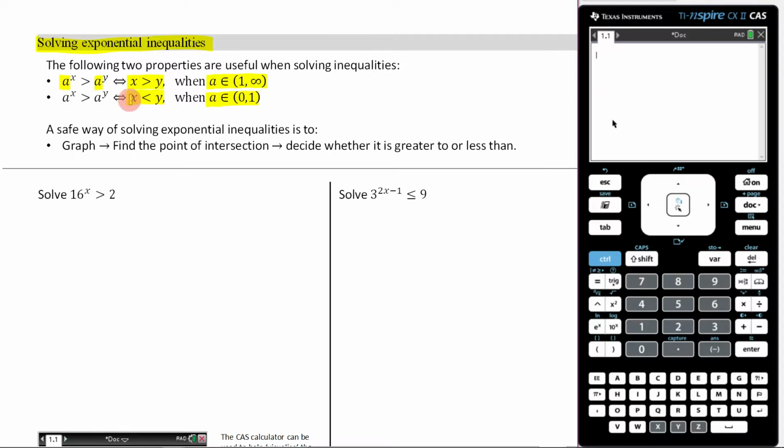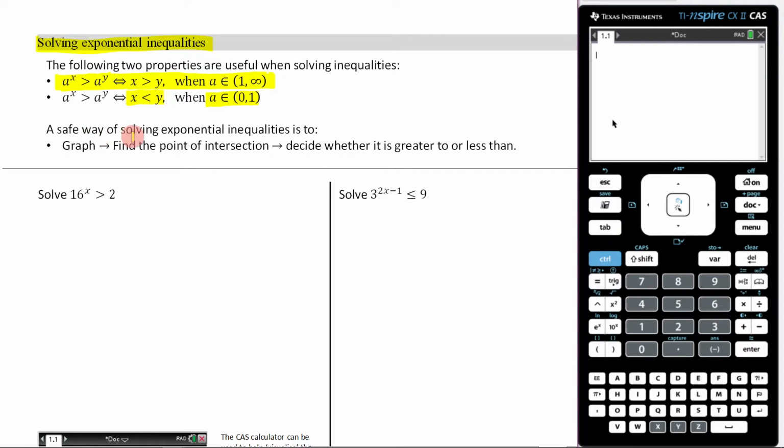Now, this second scenario is one that we don't see as often. We're often going to try to get it into the situation of the first one, where the base is greater than 1. That's normally what we're trying to do. So as soon as we've got it into this form, we can say that x is greater than y. But you need to know that this second case does exist: if the base is between 0 and 1, then you have to flip the inequality sign around.